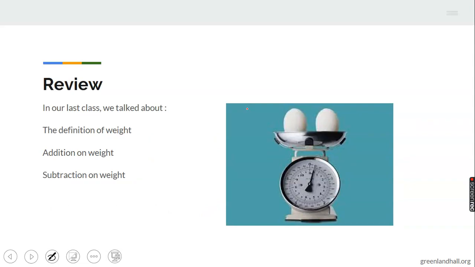Our review. What did we talk about in our last class? In our last class, we started the topic weight. And I remember I told you that the topic weight is a very large topic. We cannot do it in a week. That's why we did it for 2 weeks. And we're going to be continuing this week.